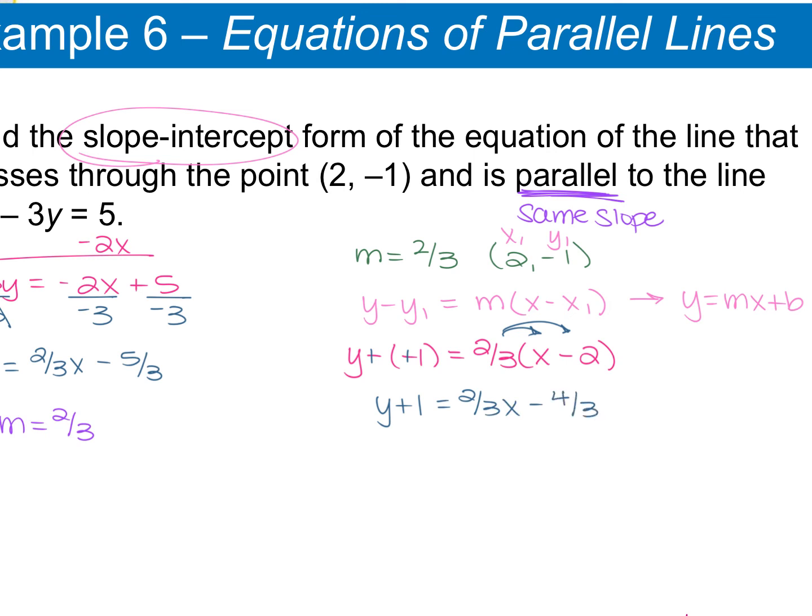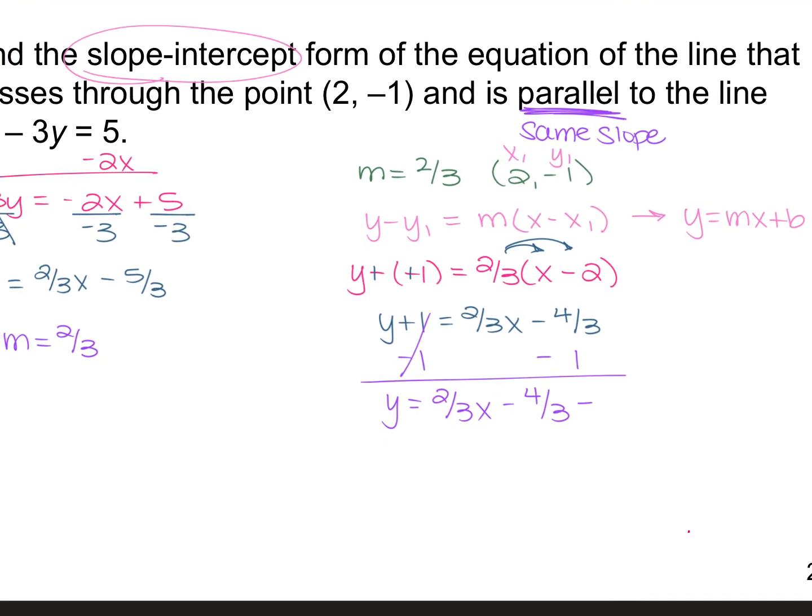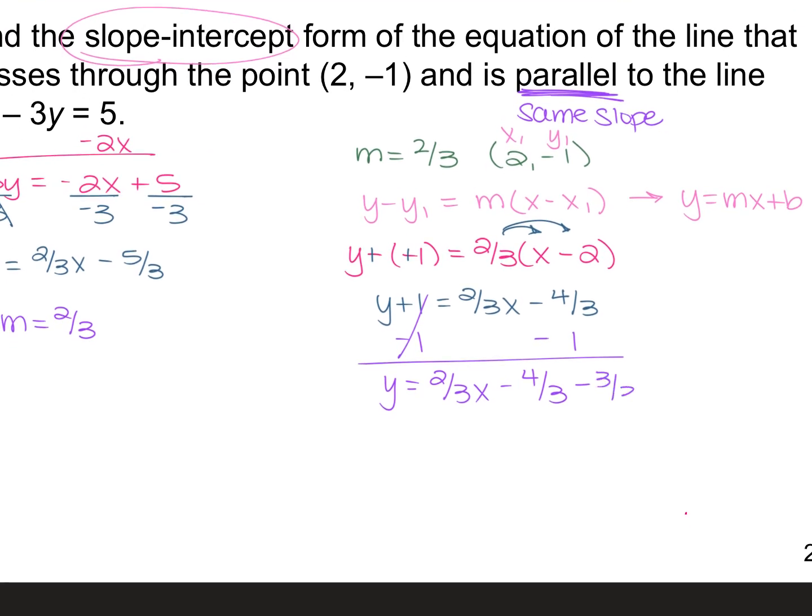From here, move the 1 over. Subtract it from both sides. So that's going to give us y is equal to 2/3 x minus 4/3 minus the equivalent of 1 with a denominator of 3, which is 3 over 3. With these two fractions that are like terms, you have the same sign. So keep the sign, add the numerators, keep it over the denominator. That's going to give you y is equal to 2/3 x minus 7/3.